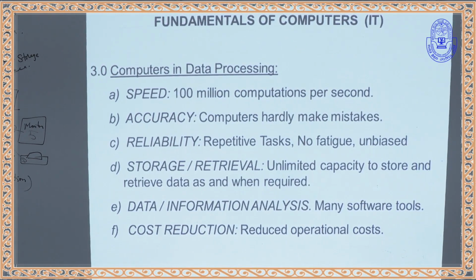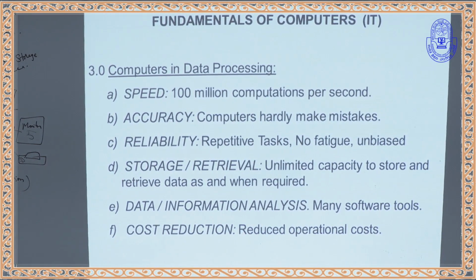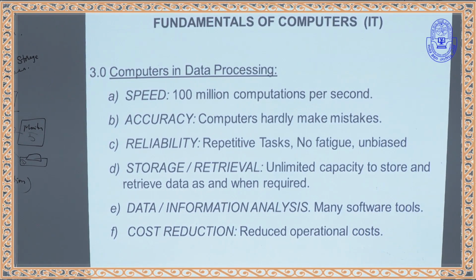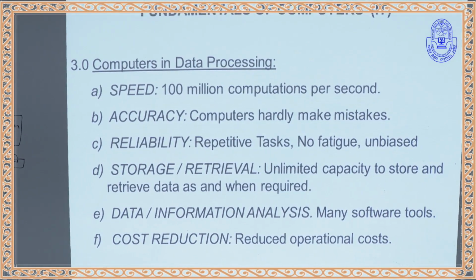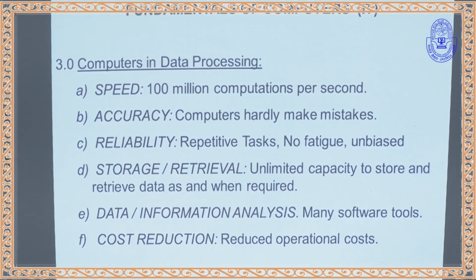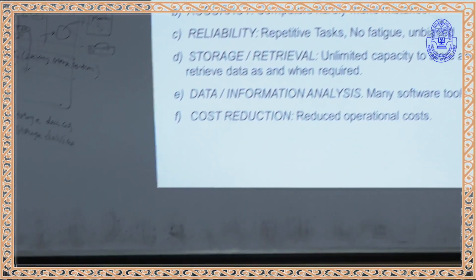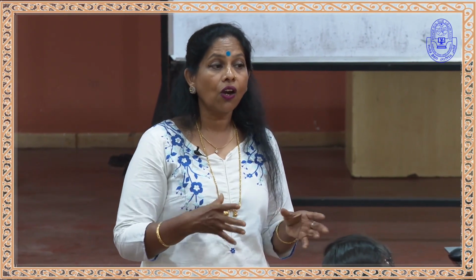Then the computers in data processing have very high speed. Speed is minimum 100 million instructions per second. Accuracy, it hardly makes any mistakes. If you feed wrong data only, it will give you the wrong output. Now, when I teach you the 5th generation of computers, at that time I will tell you, even if you make some mistakes, it will be able to take the correct data. They are all 5th generation computers, how they are made.